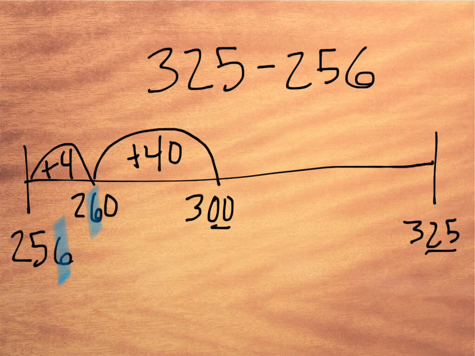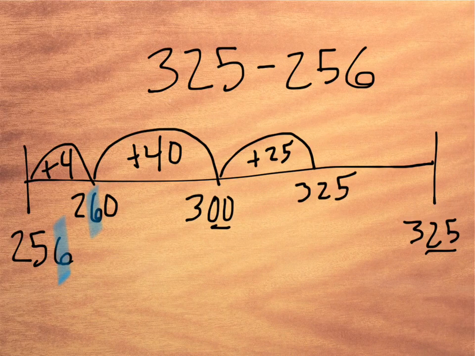So, it tells me the last jump is going to be 25, which would give me 325, which is what I'm looking for.